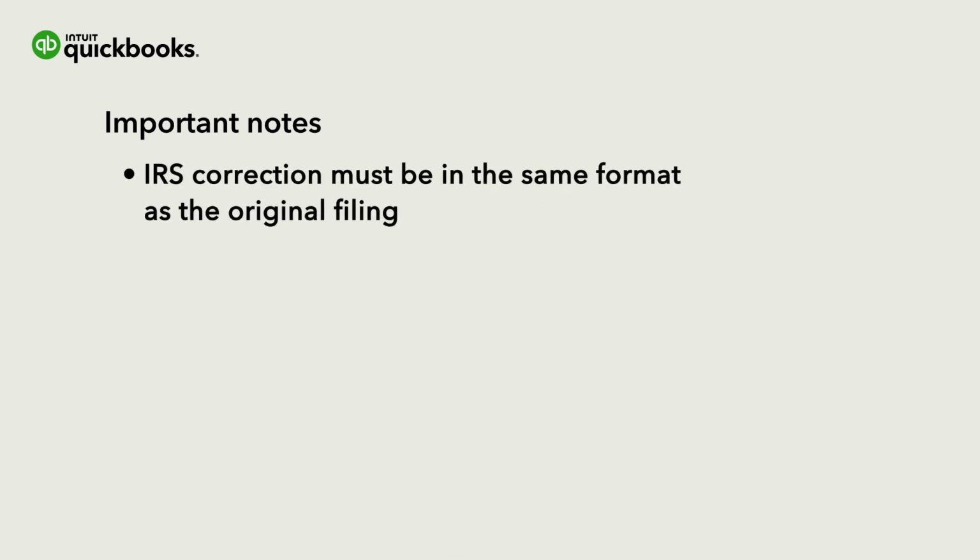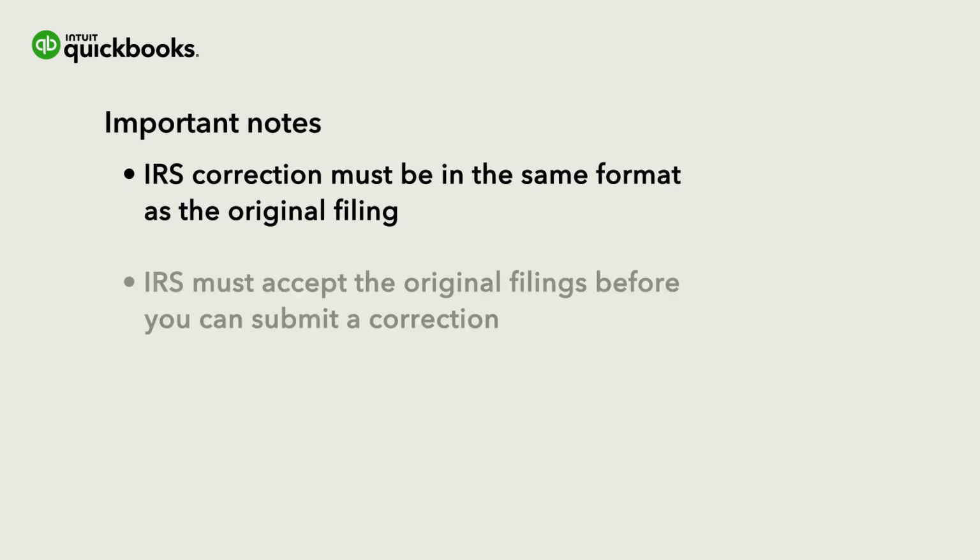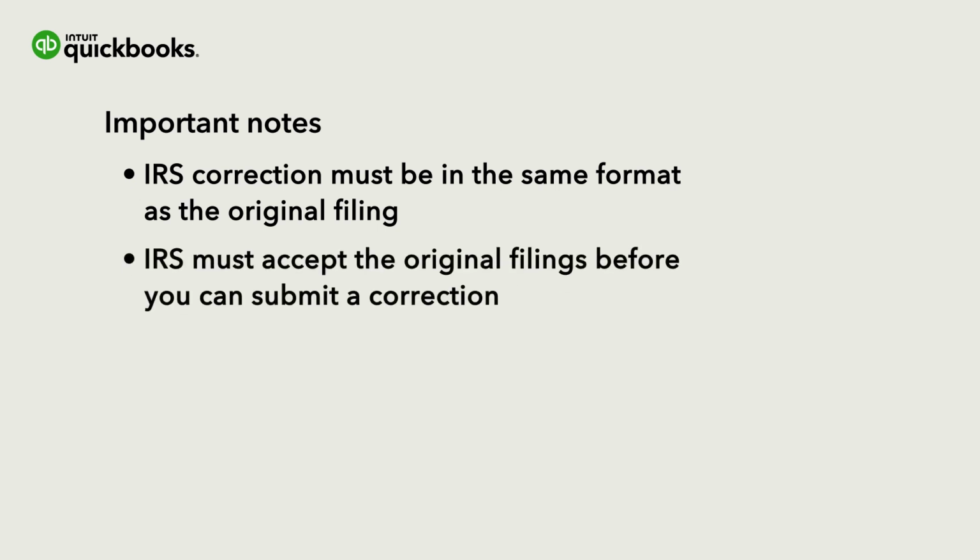You must file corrections in the same way you filed the original forms. If you e-filed your 1099 forms, you must also e-file your corrected 1099 form. You can only send corrections after the IRS accepts the original form.